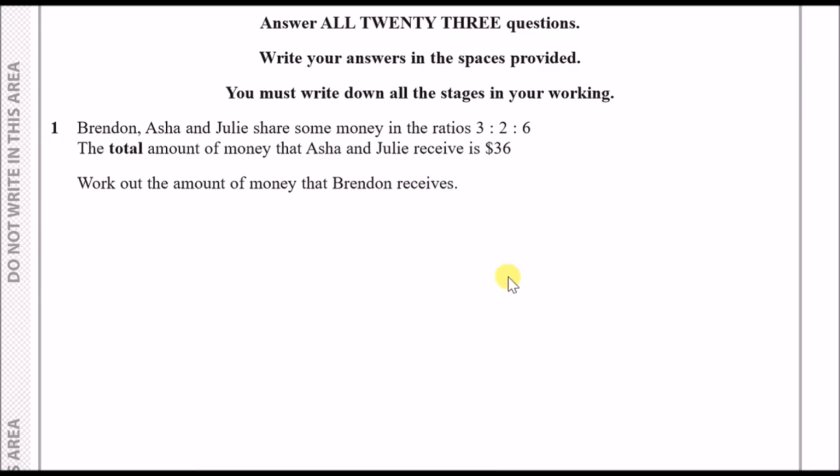Now, when you look at these kind of ratio problems, always look at the total amount and try and relate it to the ratios. And in this case, Asher and Julie represent the last 2 parts, right? It tells us that the total, in other words, both parts, so 2 plus 6, which is 8 parts, must be equal to the $36.